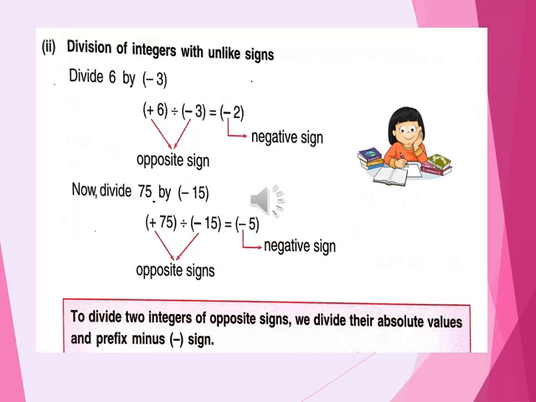Now divide 75 by minus 15. Again here, 15 fives are 75. The number is 5. But when you think about the sign, the two numbers have opposite signs, so the answer contains a negative sign. So to divide two integers of opposite sign, we divide their absolute values and prefix a minus sign. Same sign plus, different sign minus. This you have to remember.